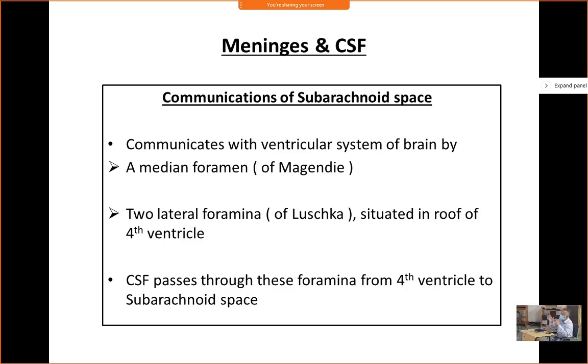Now this closed tubular structure and our subarachnoid space communicate at certain regions. Where do they communicate? By means of a median foramen, that is the foramen of Magendie, then the lateral foramen, that is the foramen of Luschka, which are related to the fourth ventricle. CSF passes through these foramina, Magendie and Luschka. CSF is mostly produced in the ventricle, and from the ventricle it comes out to the subarachnoid space through the foramina of Luschka and Magendie.